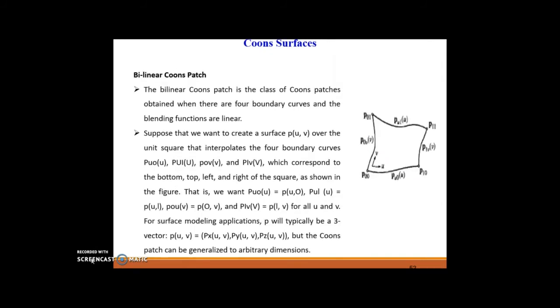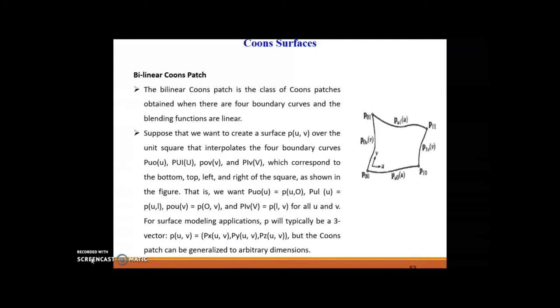Next, bilinear Coons patch. The bilinear Coons patch is a class of Coons patch obtained when there are four boundary curves and the blending functions are linear. As we have seen in Coons patch, we have four boundary curves and a blending function. So in bilinear, we have these four boundary curves and the blending functions are linear. As seen in the diagram, suppose that we want to create a surface P(u,v) over the unit square that interpolates the four boundary curves P(u,0), P(u,1), P(0,v), and P(1,v), which correspond to the bottom, top, left, and right of the square as shown in the figure.